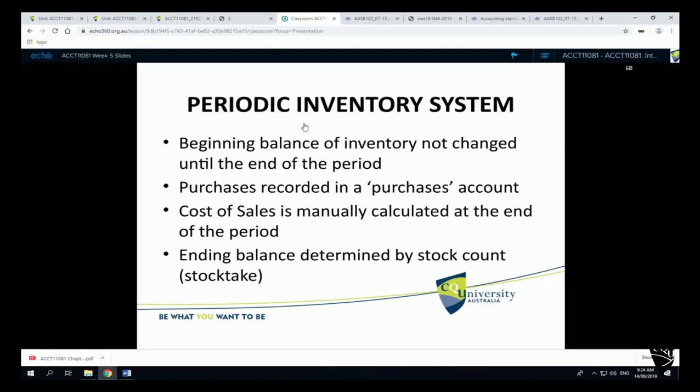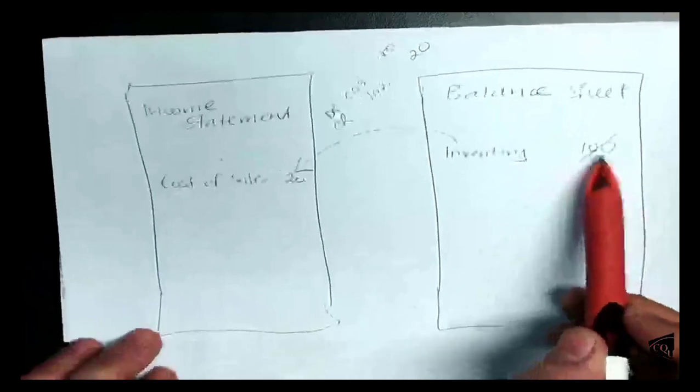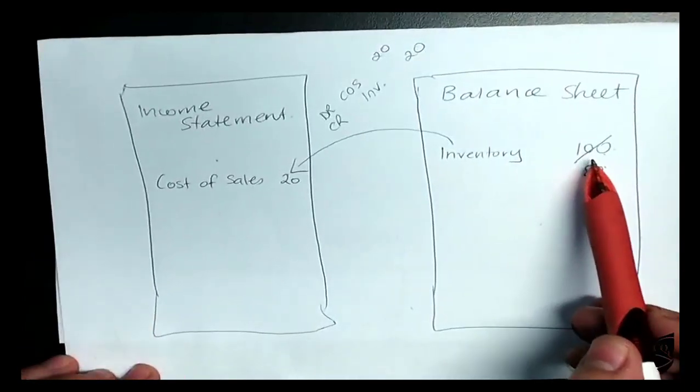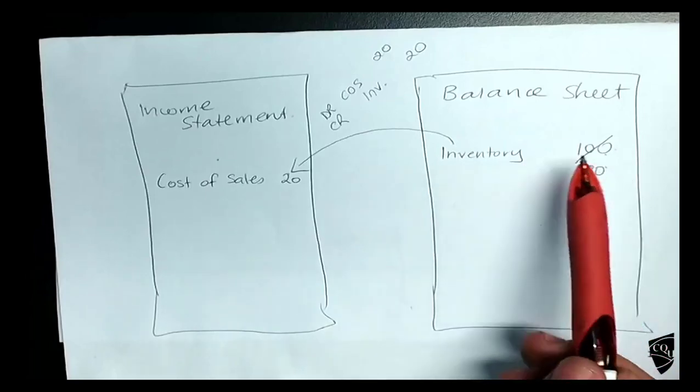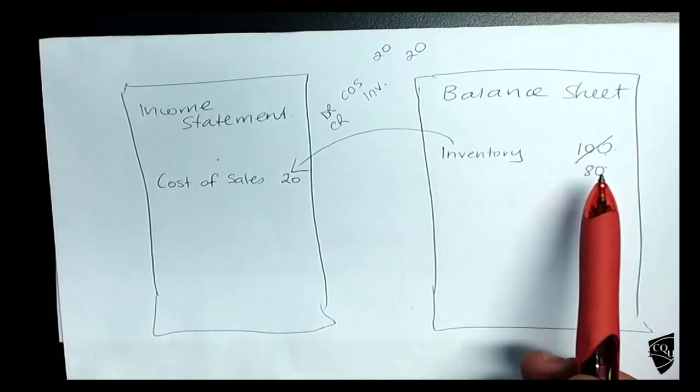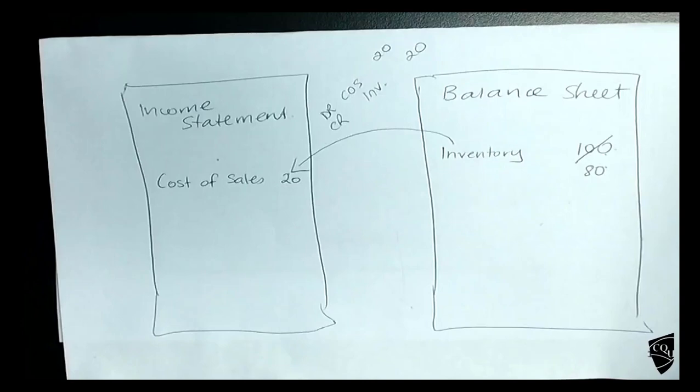The inventory account on the balance sheet is not constantly updated like in the perpetual system. So this inventory balance here, 100, stays at 100 until we update it manually, periodically, okay? So under the perpetual system, every time we have a transaction, this is updated.